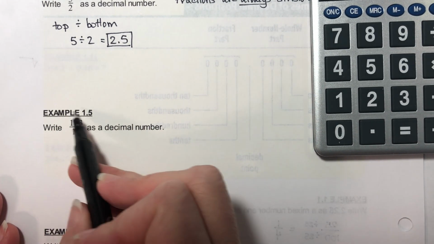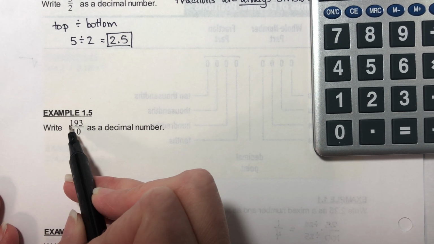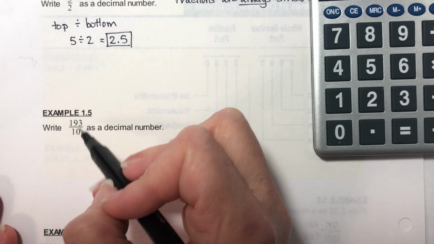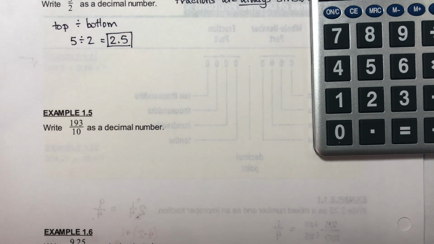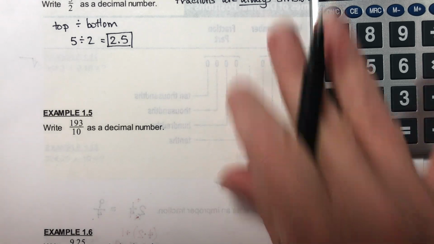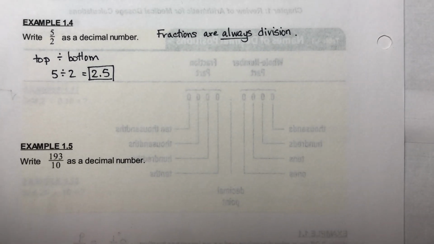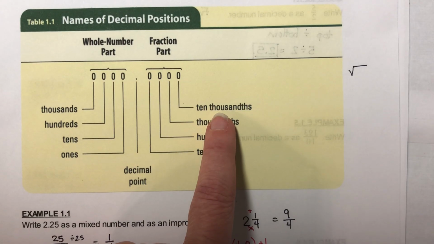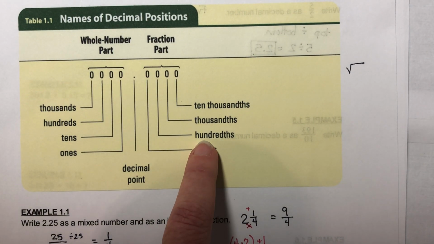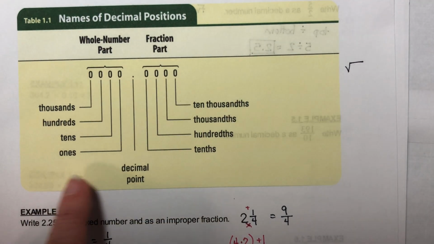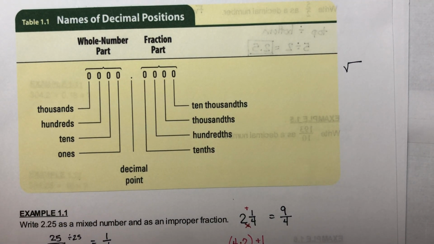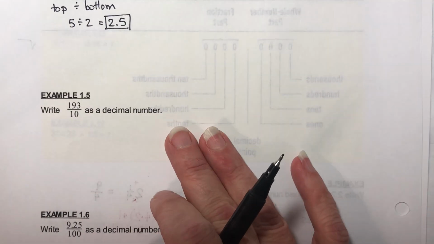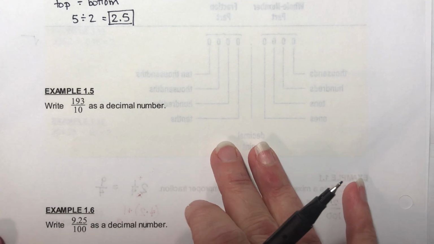Okay, same thing here. We want to write 193 divided by 10 as a decimal number. Now when you're dividing by 10 or some power of 10, so 10, 100, 1000, or 10,000, then we're just moving the decimal place back and forth. But it is still a division. So this is a special case, but it could be worked exactly the same way.